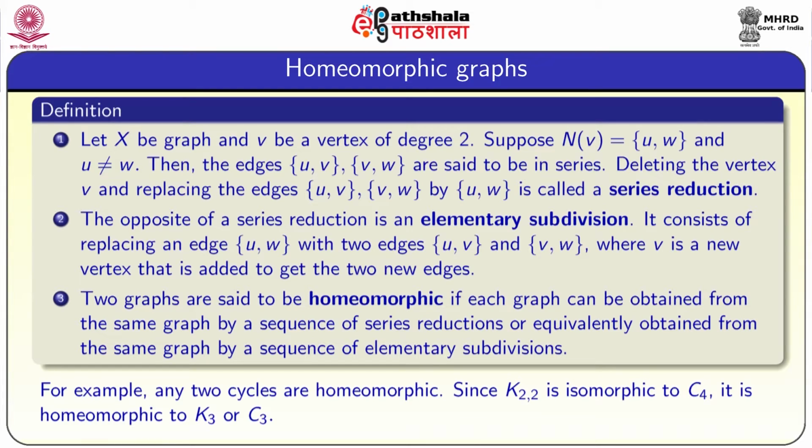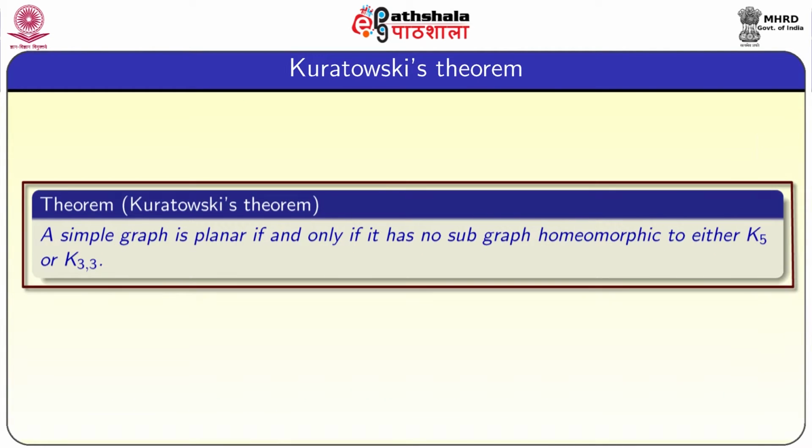Two graphs are said to be homeomorphic if each graph can be obtained from the same graph by a sequence of series reductions, or equivalently obtained from the same graph by a sequence of elementary subdivisions. For example, any two cycles are homeomorphic. Since K22 is isomorphic to C4, it is homeomorphic to K3 or C3. Kuratowski's theorem: a simple graph is planar if and only if it has no subgraph homeomorphic to either K5 or K33.